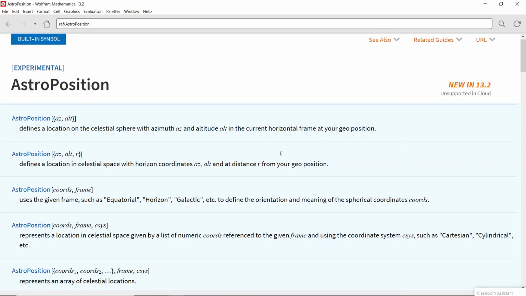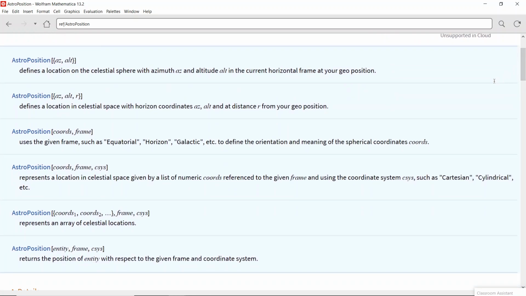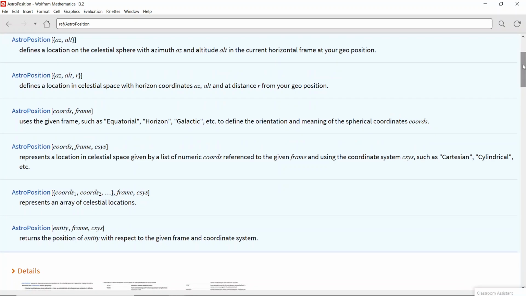AstroPosition, experimental, new in 13.2, unsupported in cloud. AstroPosition[{az, alt}] defines the location on the celestial sphere with azimuth az and altitude alt in the current horizontal frame at your geoposition. AstroPosition[{az, alt, r}] defines the location in celestial space with horizon coordinates az, alt at distance r from your geoposition. AstroPosition[coordinates, frame] uses the given frame, such as equatorial, horizon, galactic, etc., to define the orientation and meaning of the spherical coordinates.